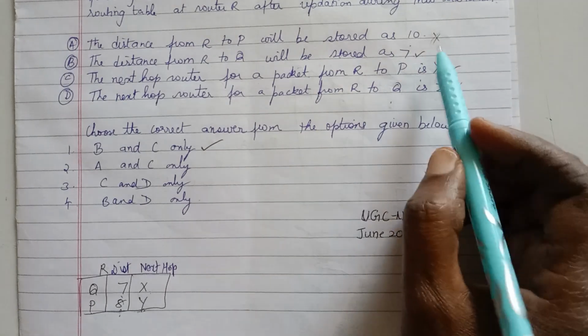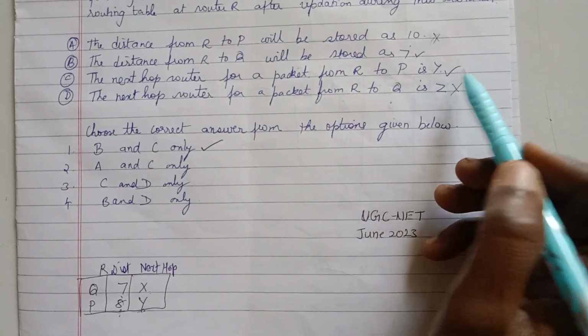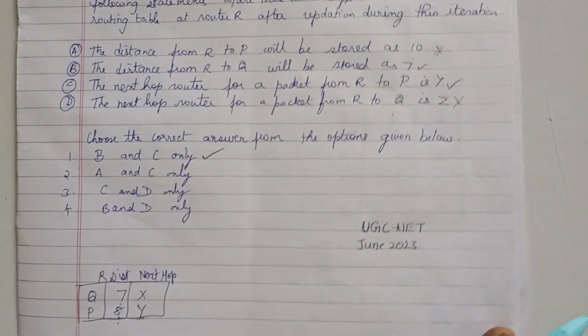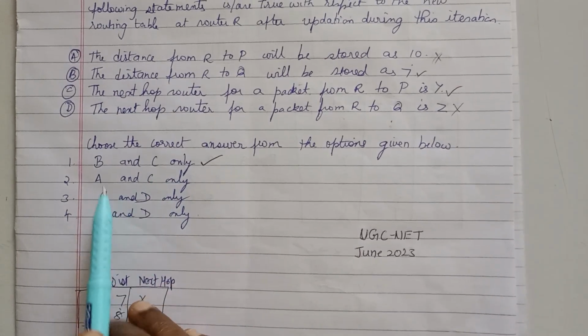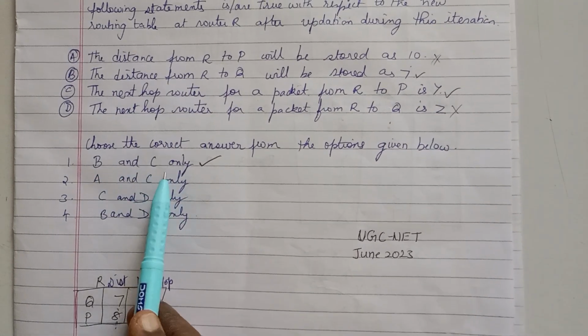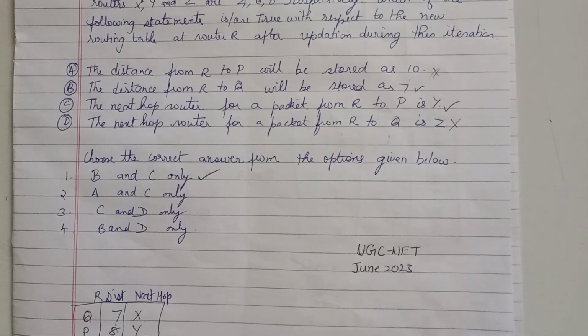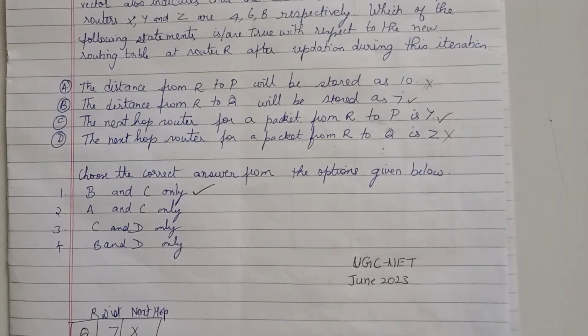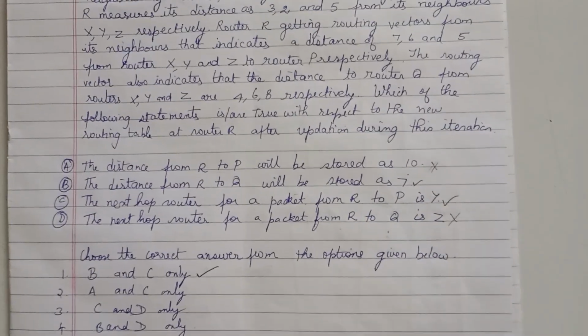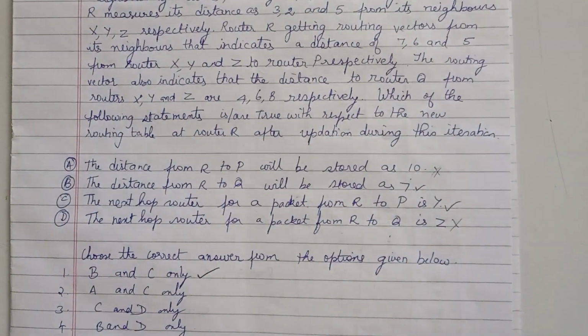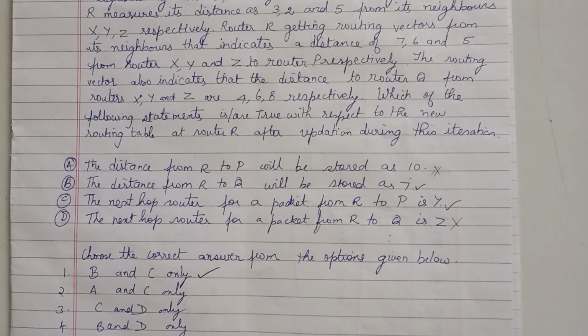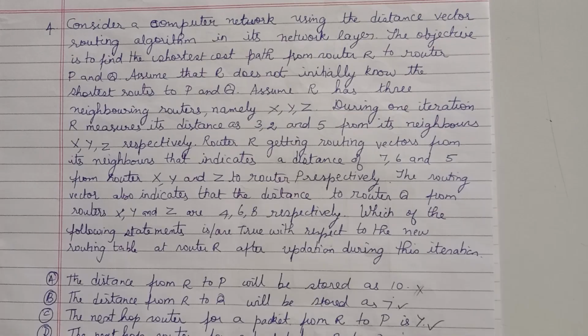So statements B and C are correct. So the answer will be the first option, that is B and C only. This is a UGC June 2023 question. If you have an idea about distance vector routing, it will be very useful to know how to write the initial routing table and the updated routing table.